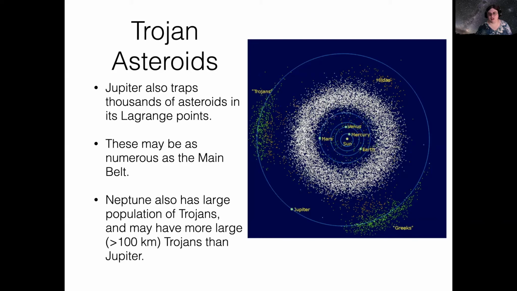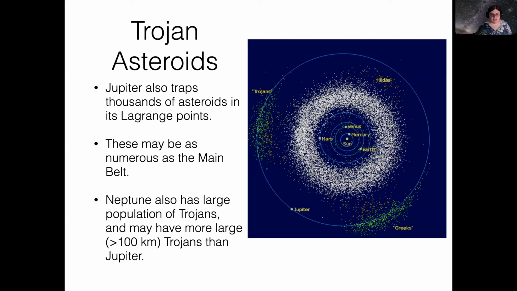In particular, most of them were divided into two camps. Nearly all the asteroids in the Greek cloud are named after Greeks. Nearly all the asteroids in the Trojan cloud are named after Trojans. So you have lots of names from the Iliad, so lots of good asteroid names. But these may be as numerous as the main belt. We don't see as many because they're farther away.